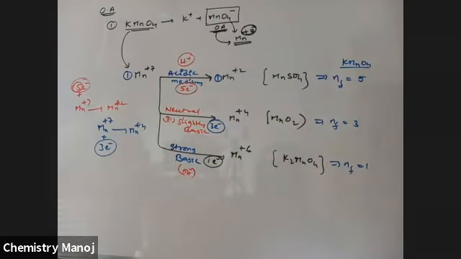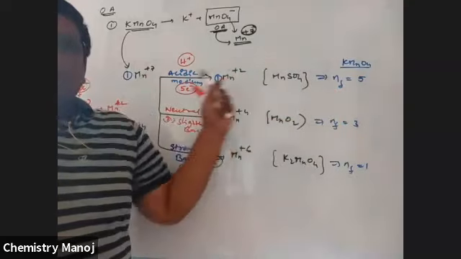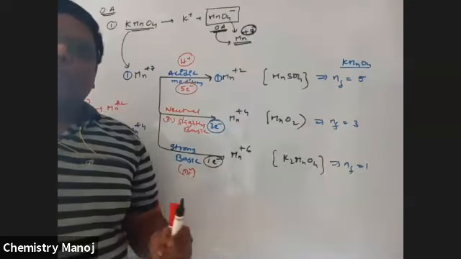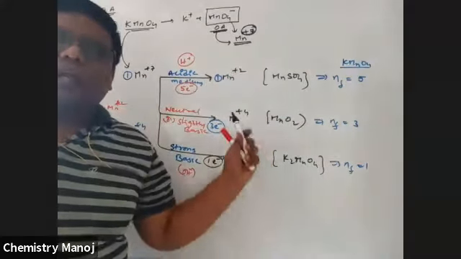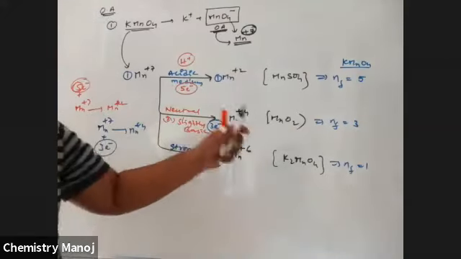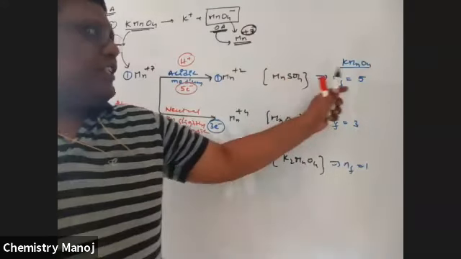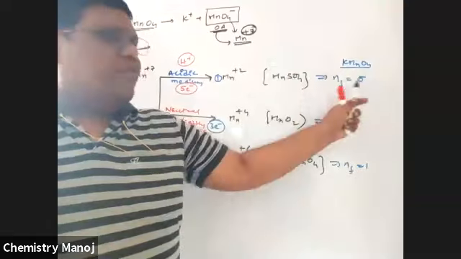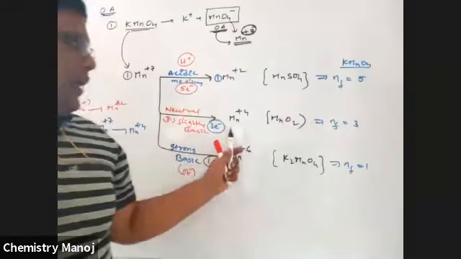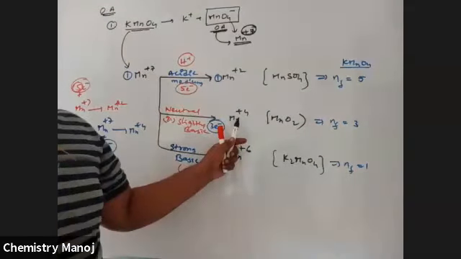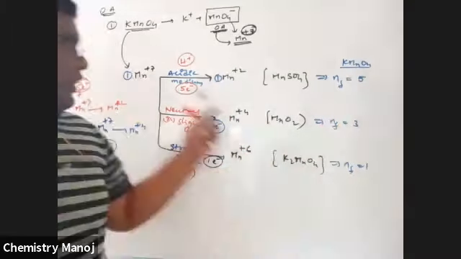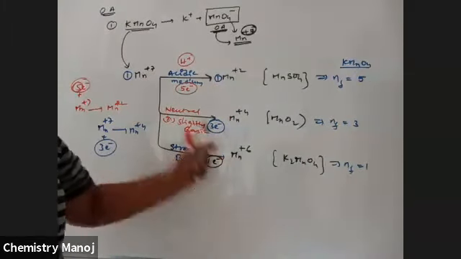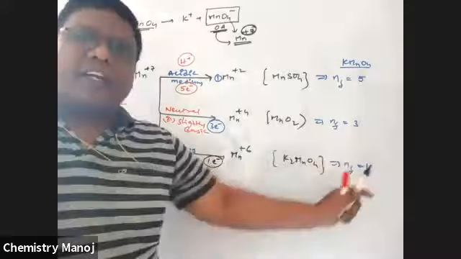So in acidic medium, what is the n factor for KMnO4? 5. There, Mn+7 changes to Mn+2. Please keep in mind, you should remember these conditions. In acidic medium, Mn+7 changes to Mn+2, therefore the n factor is 5. In neutral medium, Mn+7 changes to Mn+4, there the n factor is equal to 3. In strong basic medium, Mn+7 changes to Mn+6, there the n factor is equal to 1.